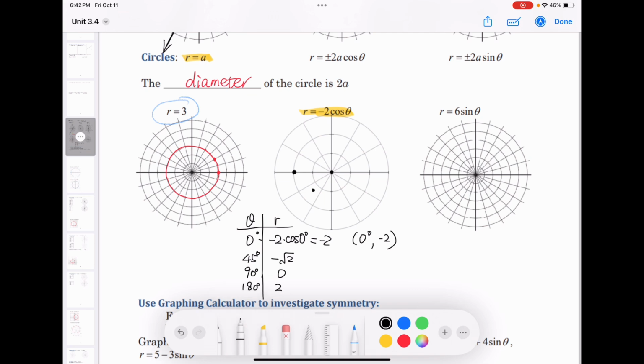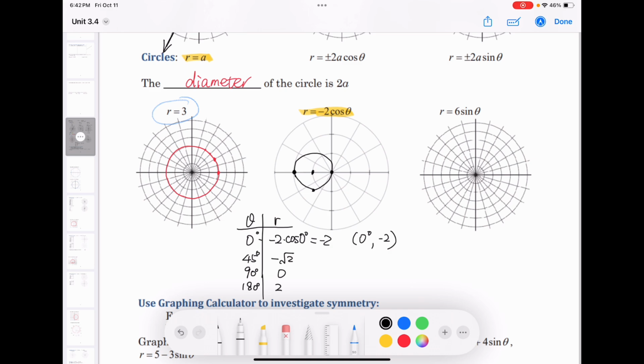Okay, the next point is 180 degrees. 180 degrees is the angle here, and it is 2. So it is this point again. I skipped some points, but if I don't skip any points, we are going to have a circle. Yes, because now we are learning the shape, which is the circle.